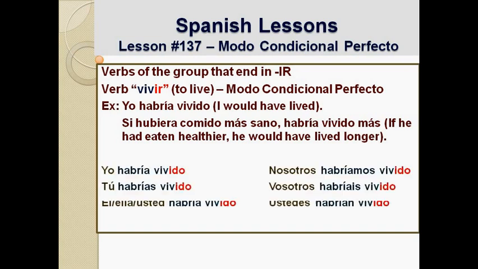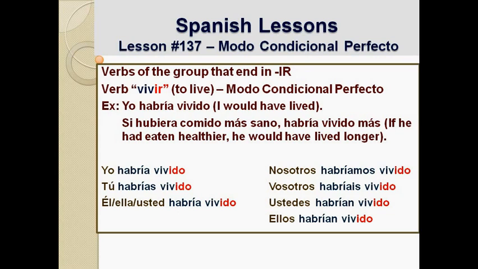So, let's begin with I. Yo habría vivido. I would have lived. Tú habrías vivido. You would have lived. Él habría vivido. He would have lived. Or ella habría vivido. She would have lived. Or usted habría vivido. You would have lived.